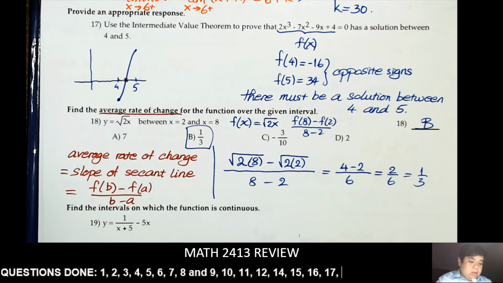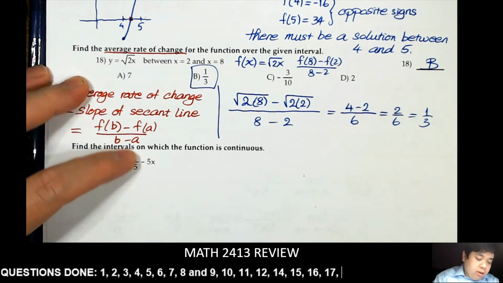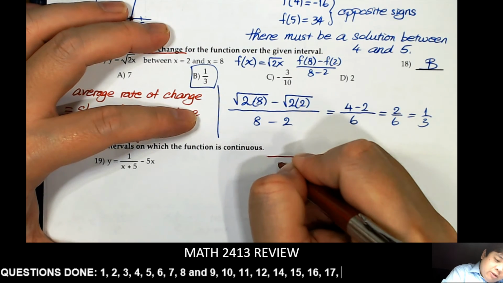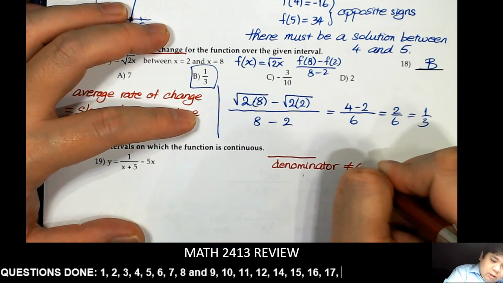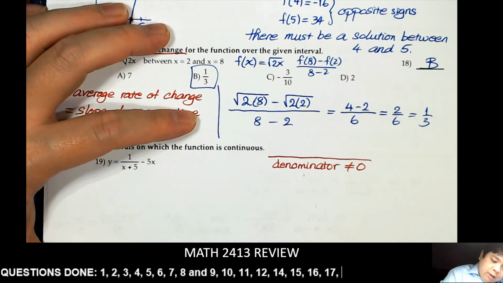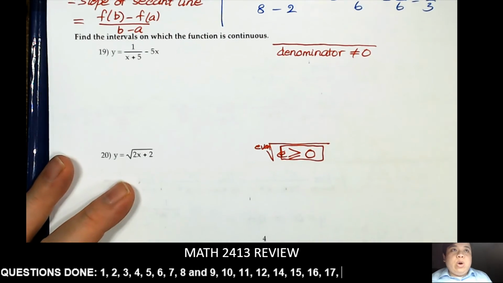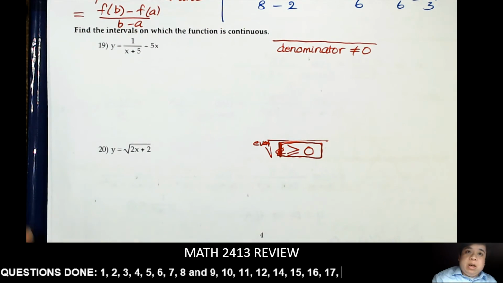Where the function is continuous. Right, so here the few things we just need to watch out for: for a rational function, the denominator is not equal to 0. And inside of an even root, it has to be greater than or equal to 0. We cannot have the square root of a negative number. So for an even root, anything inside has to be greater than or equal to 0.